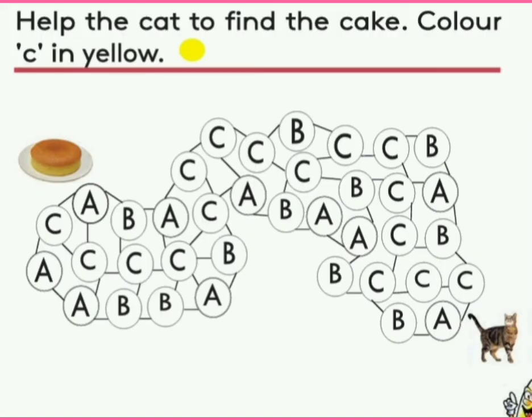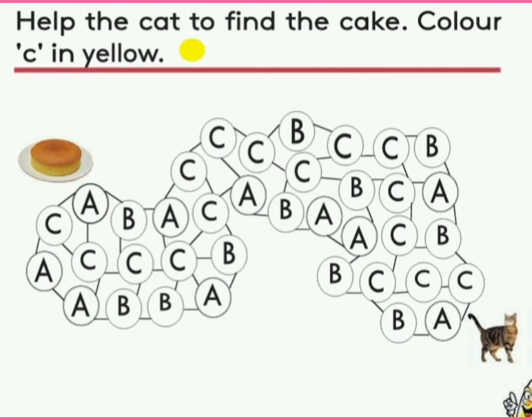Okay children, read it aloud. Help the cat to find the cake. Color C in yellow. Okay, help the cat to find the cake. Color C, simple C in yellow. No, I guess it is capital C's. You have to color the capital C and the simple C in yellow color. Whatever C is, you have to color it with yellow color.